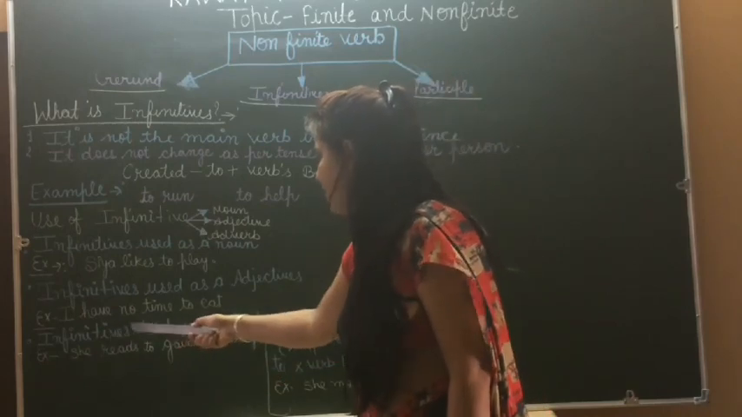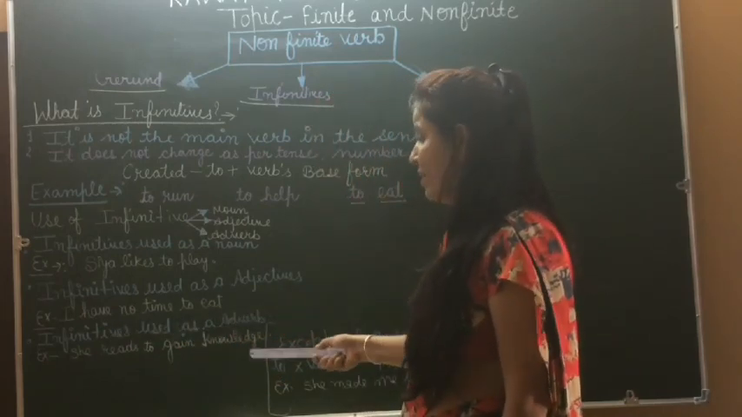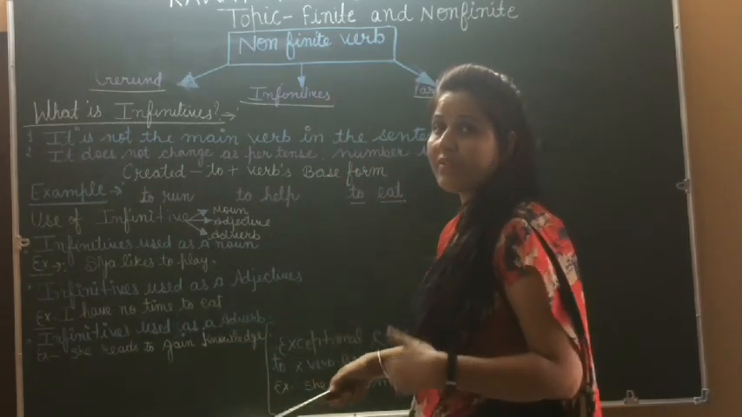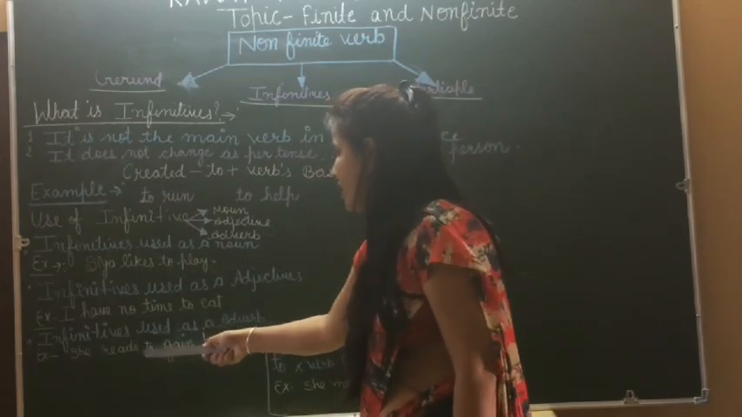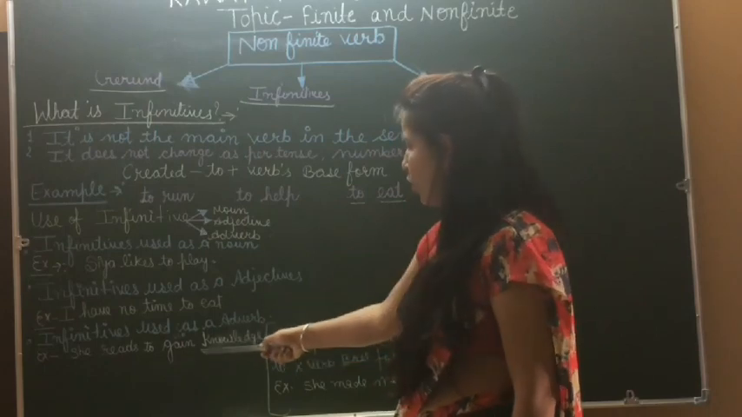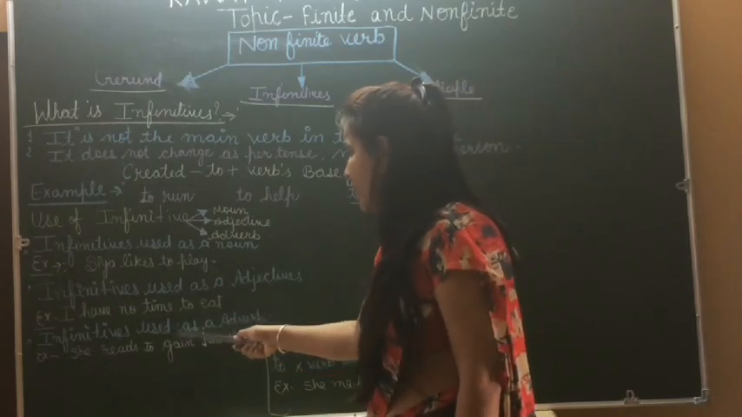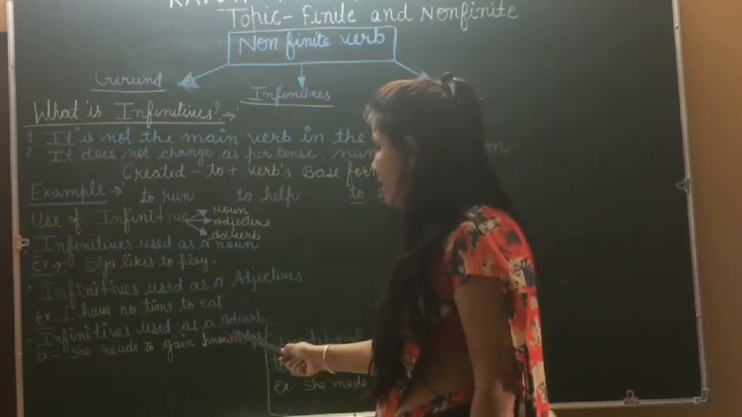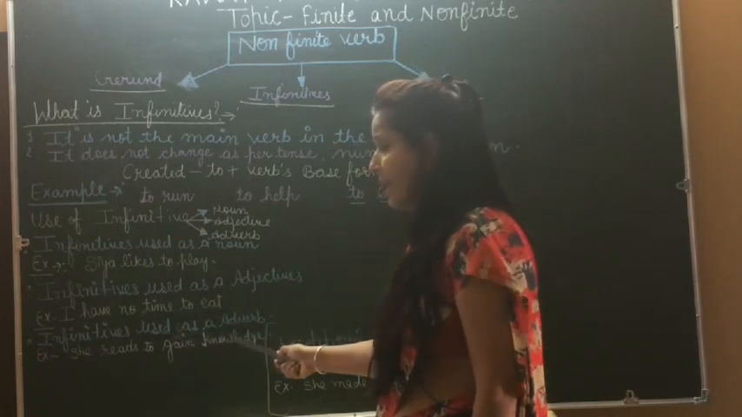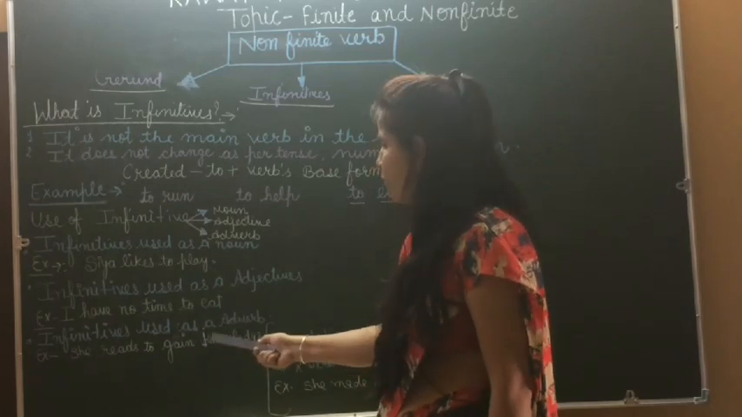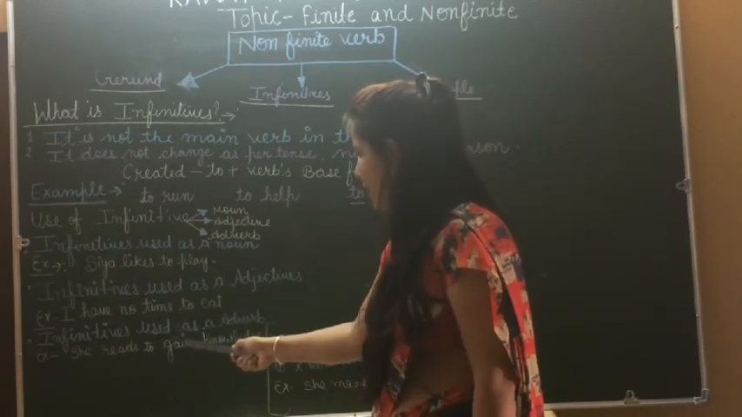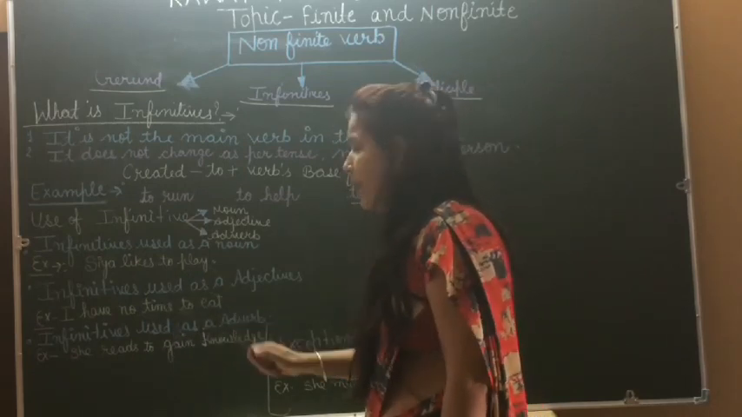Okay, third, infinitive used as an adverb. Adverb, you all know, it modifies the verb. Okay, so let's see the example. She reads to gain knowledge. So reads is a verb and to gain is an adverb. It means to gain describes the verb. Okay, it modifies the verb. So to gain is used as an adverb.